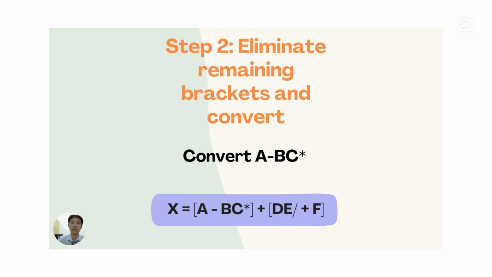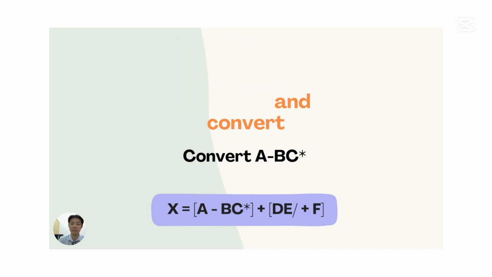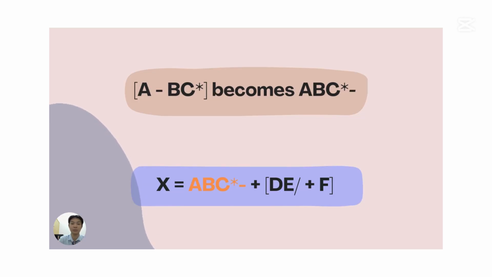Step 2: eliminate the remaining brackets and convert. It means we need to handle the subtraction, a minus bc multiply. We convert a minus bc multiply to abc multiply minus, and the bracket is removed. After this we get x equals abc multiply minus plus de divide plus f.